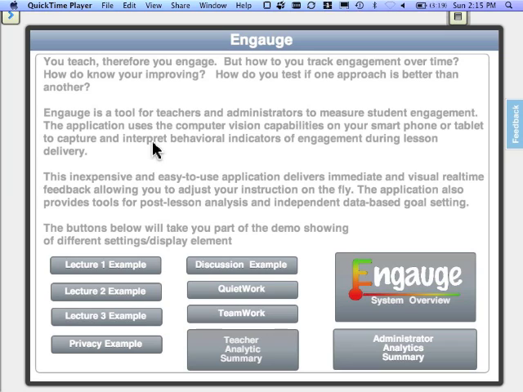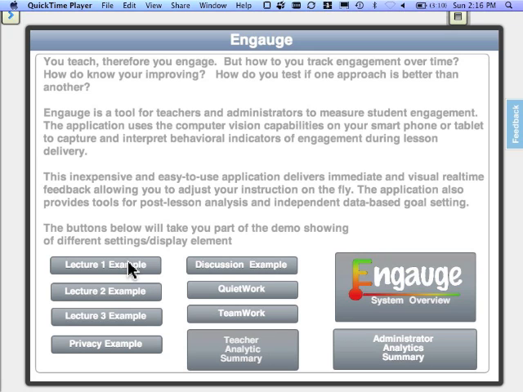The application uses computer vision capabilities on your smartphone or tablet to capture and interpret behavioral indicators of engagement during lesson delivery. It's inexpensive, easy to use, provides visual real-time feedback, allowing you to adjust your instruction on the fly. It also provides a tool for post-lesson analysis and independent data-based goal setting. So let's give you an idea what this might look like.